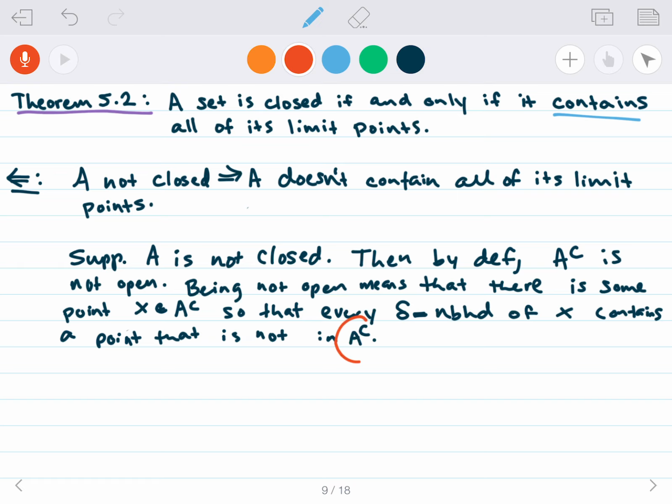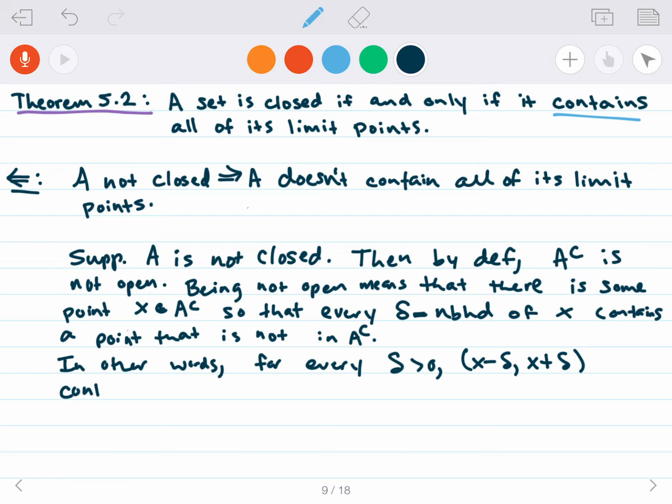Well, what does it mean to not be in the complement of A? Well, that means to be in A, right? And so, in other words, for every delta bigger than 0, this neighborhood contains a point in A. Okay, so I know that this was a lot to parse through, but we're just using the fact that A complement is not open and the definition of the complement.